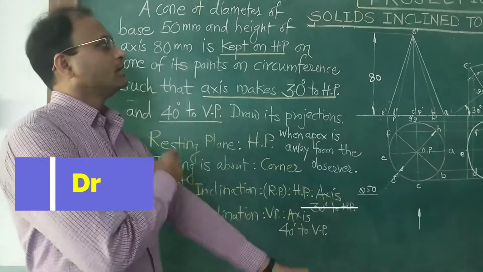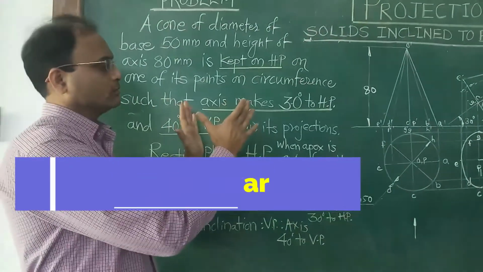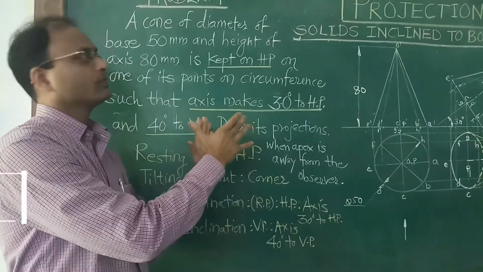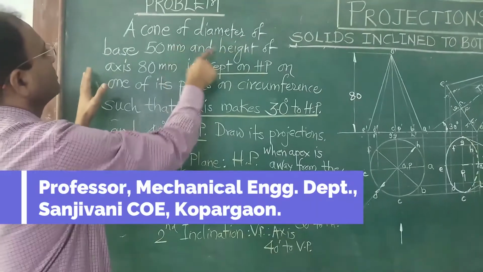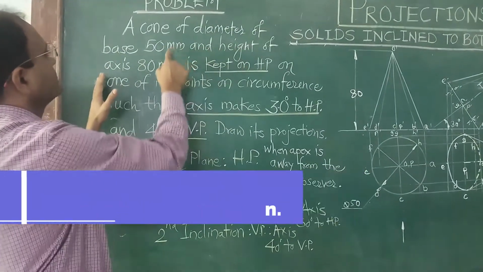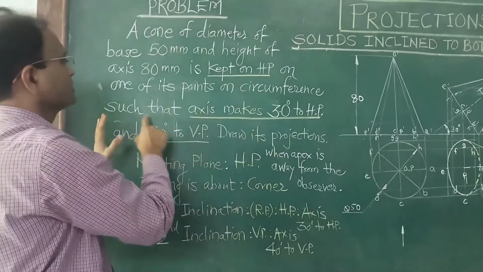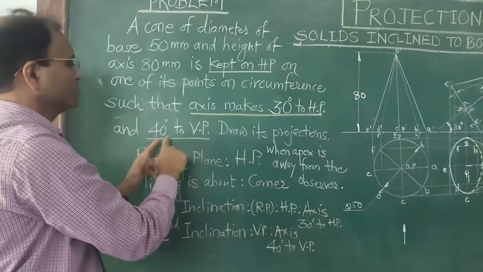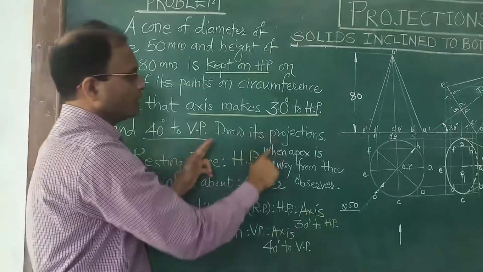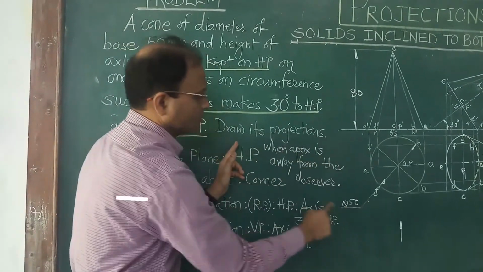Now let us consider some condition in the same problem. If we consider this problem of a cone of this base diameter and height of axis, when kept on HP on a point of its circumference such that the axis makes 30 degrees to HP and 40 degrees to VP. Now we have to draw its projections with this condition.